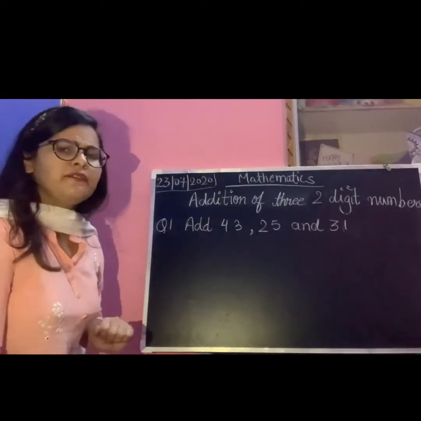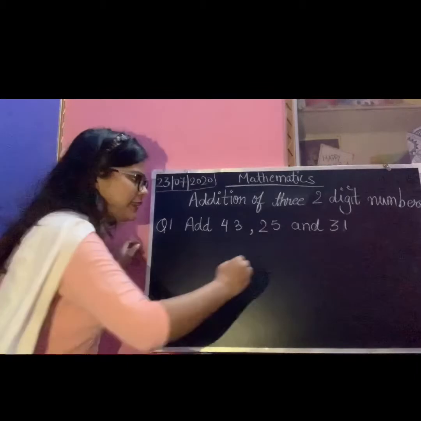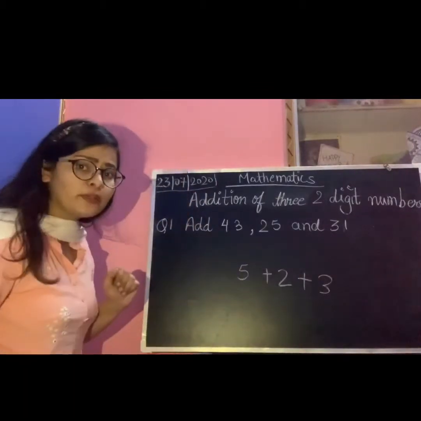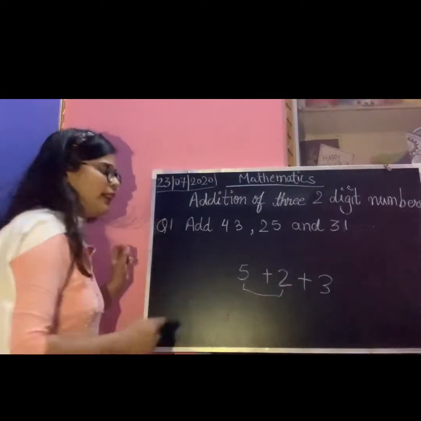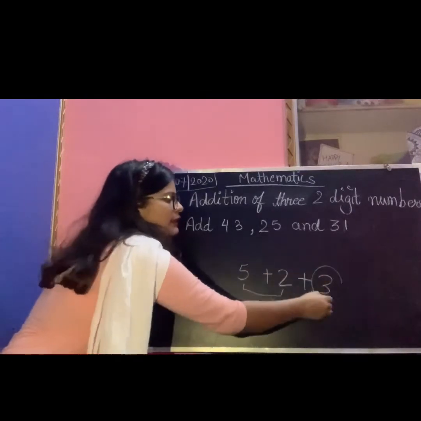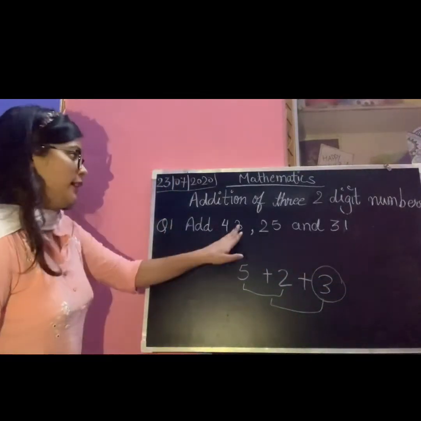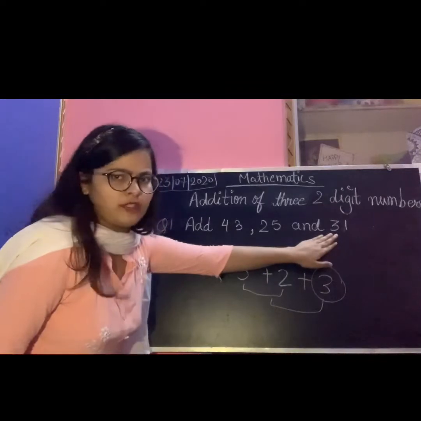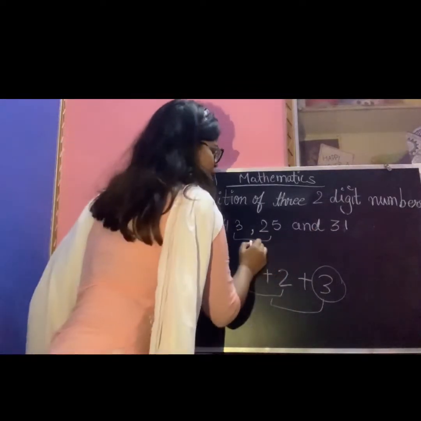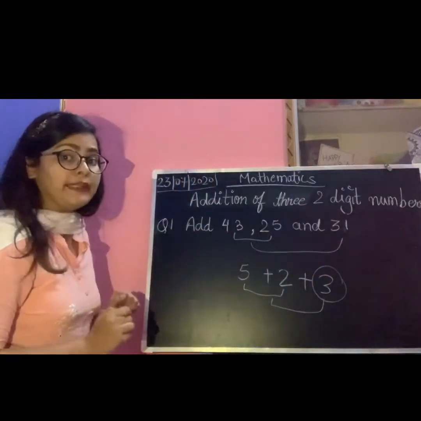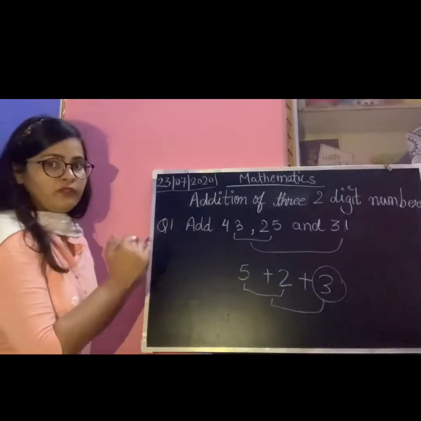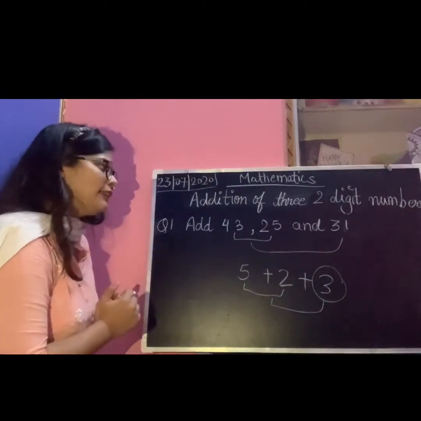Do you remember we have done addition of three single digits like 5 plus 2 plus 3, and how we used to do it? We first take any two numbers, and then the result will be added with the third number. Okay, but here we can do the same thing also. Yes or no? I can add first these two and then I can add the third. But it will take a lot of time.